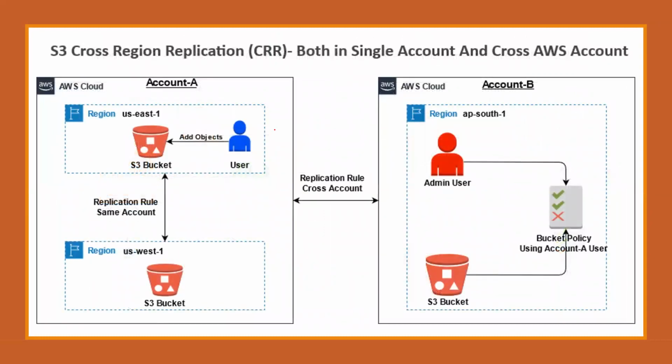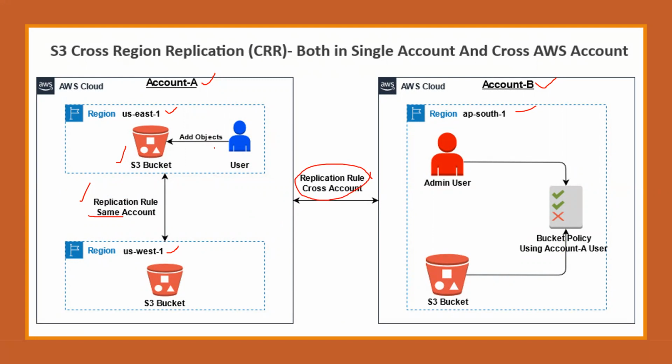You can see I created two accounts, account A and account B. In account A, I used two buckets: one bucket in US East 1 and a second bucket in US West 1. In account B, I'm taking a different region, AP South 1. So what will happen here? We will create a replica rule for the same account, you can see, and we will create a replica rule for the cross account also, for these two accounts.